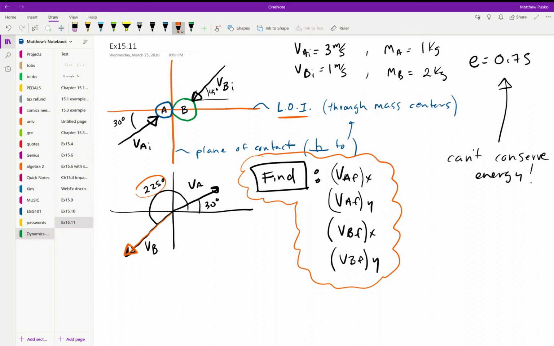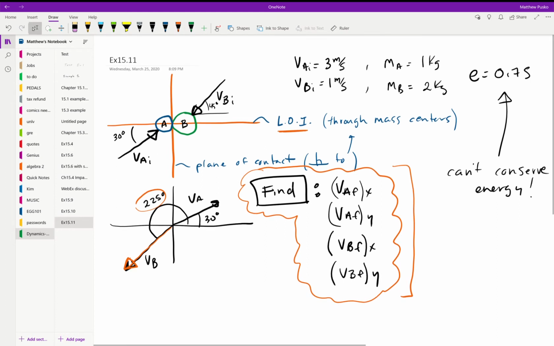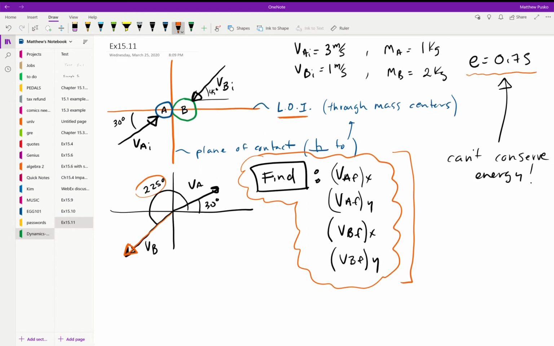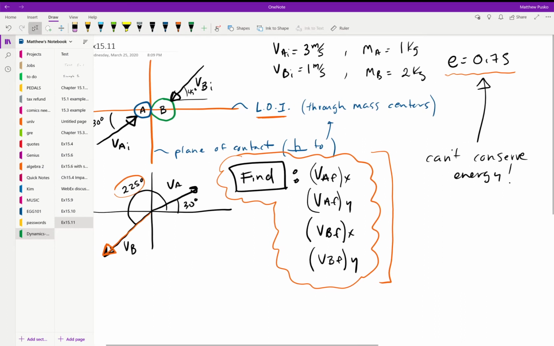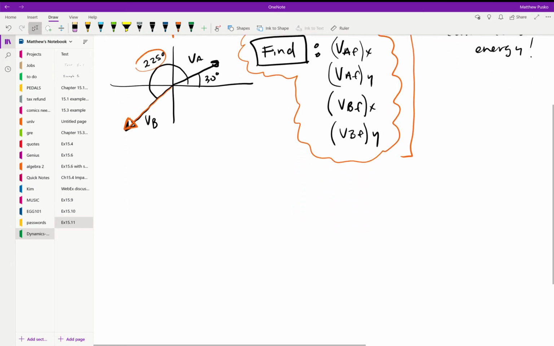So when they collide, they're going to have some coefficient of restitution as 0.75, and they're going to move off with new x and y components of momentum for each. From that, we can figure out what the velocities are. So we want to find the velocity of A after the collision in the x and y direction, and the velocity of B after the collision in the x and y direction. Just a note, if you see a coefficient of restitution, we cannot conserve energy. Only purely elastic collisions can we conserve energy.